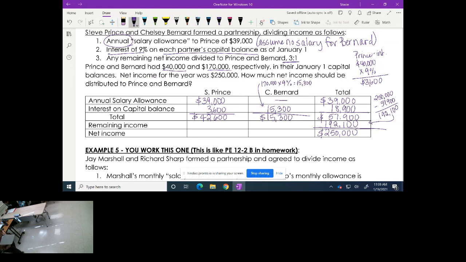3/4. Okay. And how much does Bernard get? 1/4. And if you want to put that in percentages, that's probably easier. It's up to you. But let me tell you something about dividing it out.